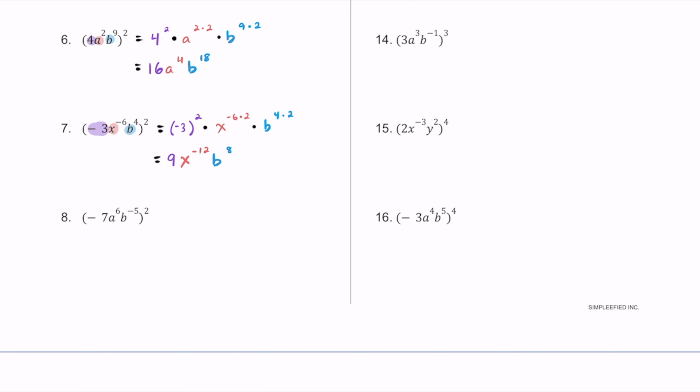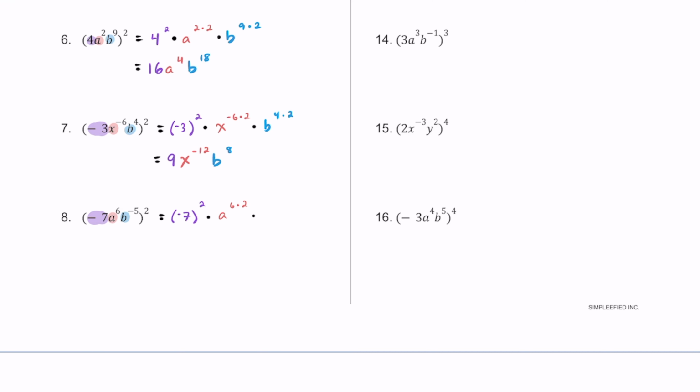Here's number 8. For number 8, we have this expression, the quantity of negative 7 times a to the 6th times b to the negative 5th, all raised to the second power. Just like the last couple examples, we have three different bases here. Our first one's going to be negative, so make sure you go ahead and say this is going to be a negative 7. We're going to raise that to the second power because that's the exponent on the outside of the parentheses. Then we're going to go ahead and multiply this by a to the 6th power, but we're raising that to the second power, so we'll use that power of power property.